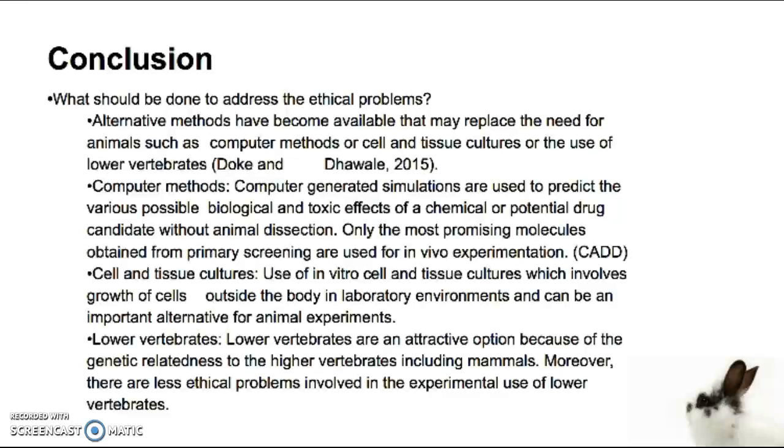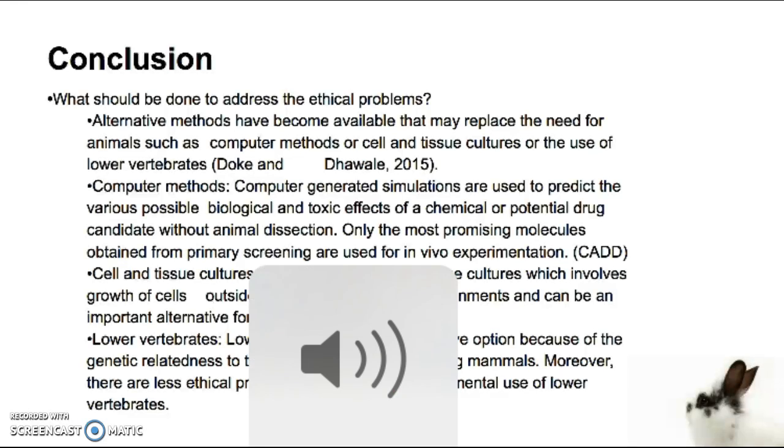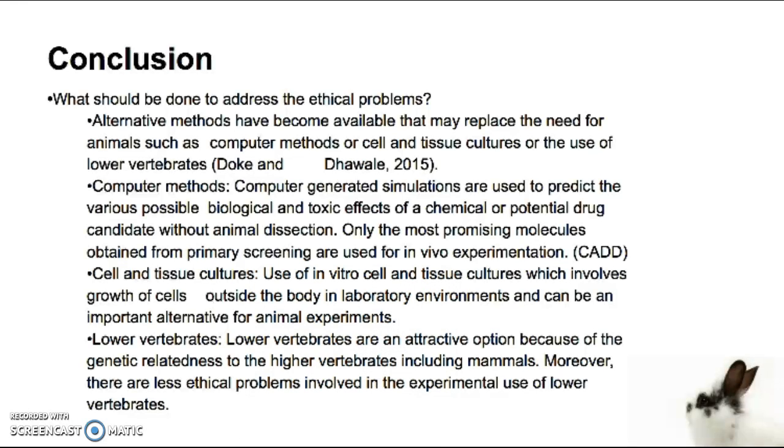So, in conclusion, what should be done to address the ethical problems? Well, for starters, we have some alternative methods that may replace the need for animals in the future, such as computer methods, cell and tissue cultures, or the use of lower vertebrates. Alternative methods do provide cost and time efficiency, and they require less manpower.